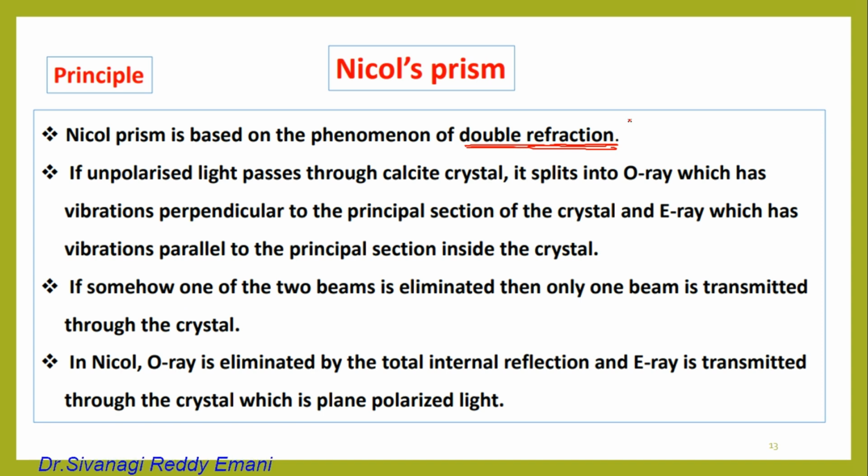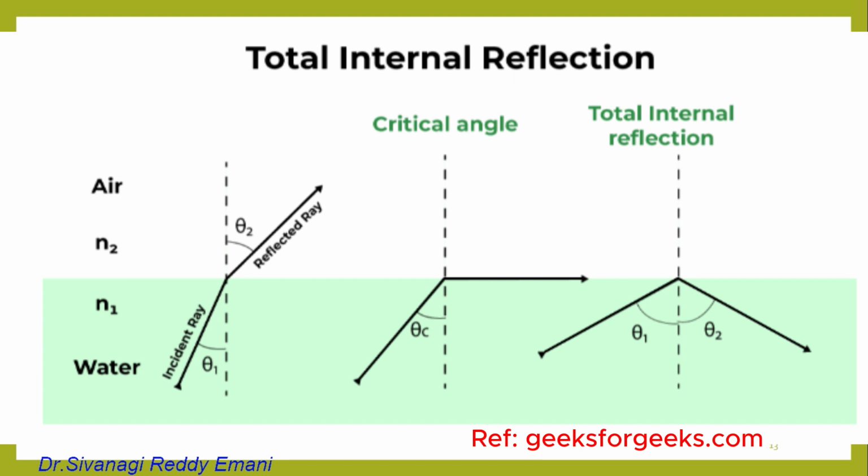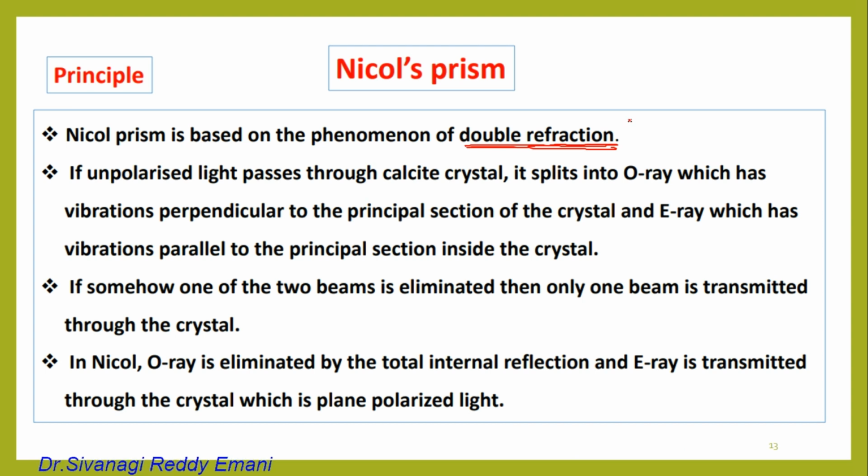So in the Nicol prism, the ordinary ray is eliminated by total internal reflection and the extraordinary ray is transmitted through the crystal, which is plane polarized. So what do we mean by total internal reflection? Whenever light rays travel from a denser medium to a rarer medium, at the boundary, if the angle of incidence is more than the critical angle, the light ray reflects back into the same medium. That's what we call total internal reflection. So we use these two principles, total internal reflection and double refraction, in order to get plane polarized light.